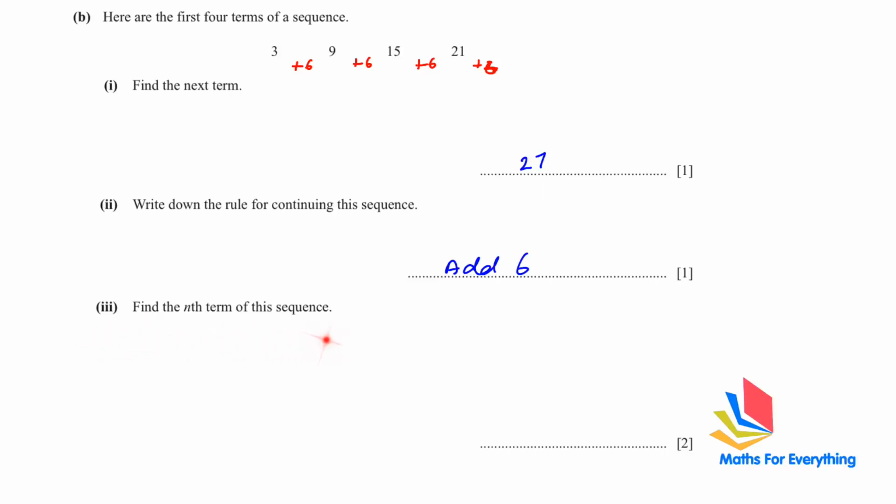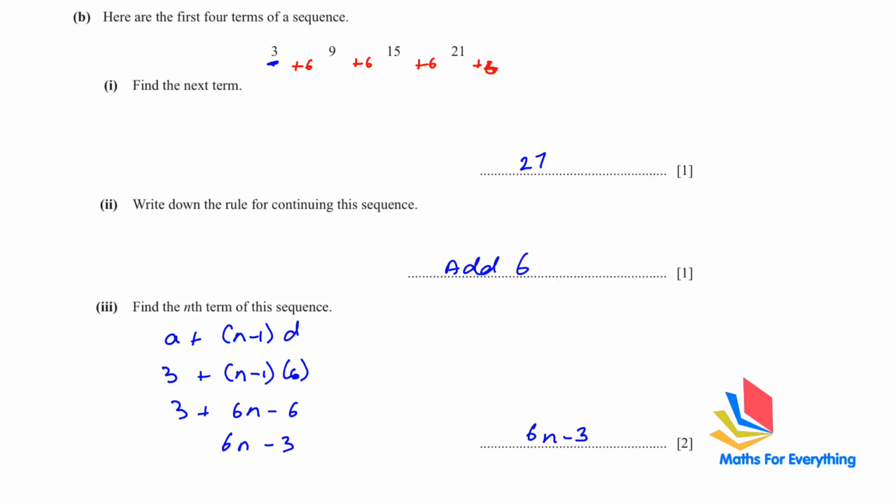Third, find the nth term of this sequence. Whenever you add or subtract to get the next term, we use the formula a plus n minus 1 d. It's an arithmetic sequence. A is your first term, which is 3, and d is your difference, which is 6. Expand the bracket, 6n minus 6. So 3 minus 6 is minus 3. This is our nth term.